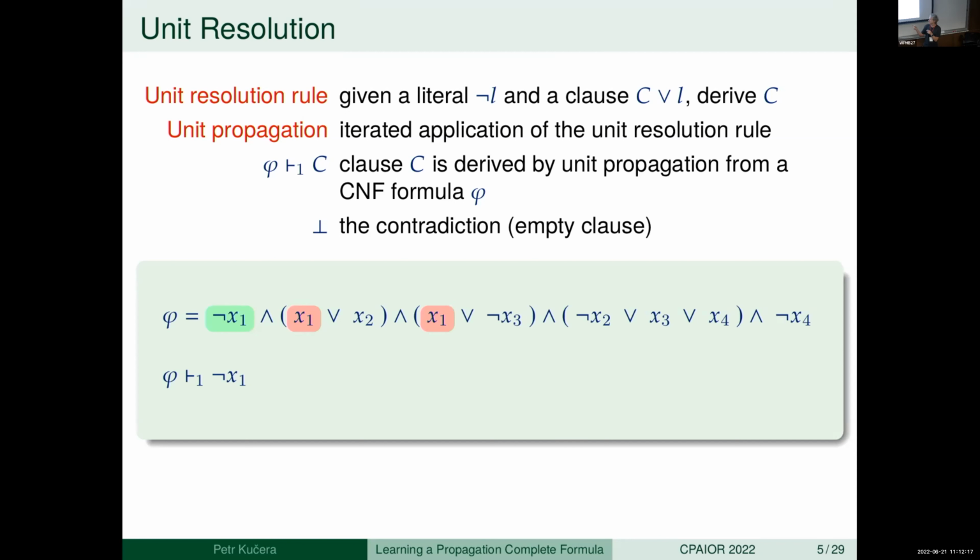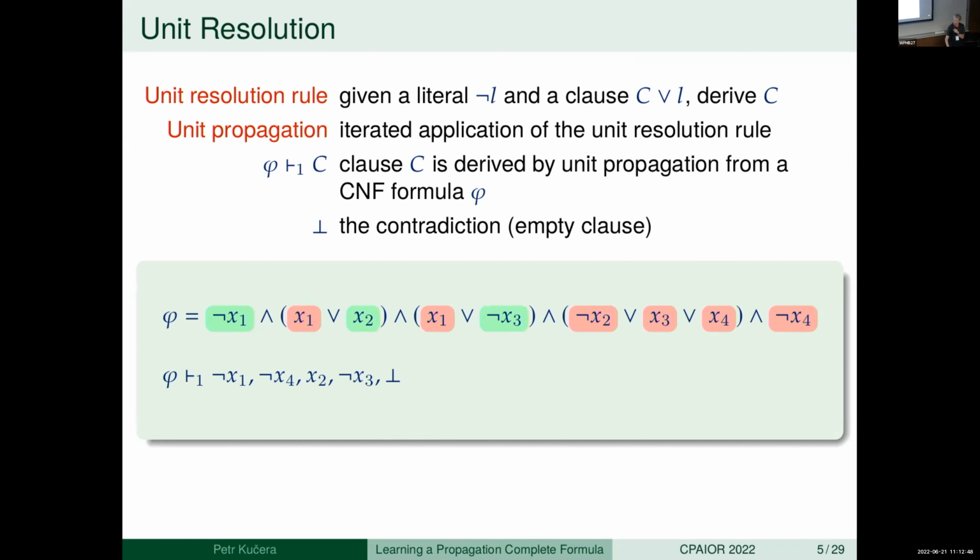So in this case, for example, we can derive non-x1 from the formula phi because it's already a unit clause in the formula. Then we can derive non-x4 as well. And we can derive x2 because we already know non-x1. So from the second clause, from the third clause, we can derive non-x3. And now the fourth clause became empty. So we have the contradiction.